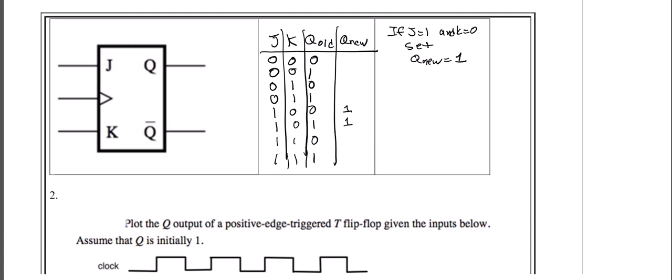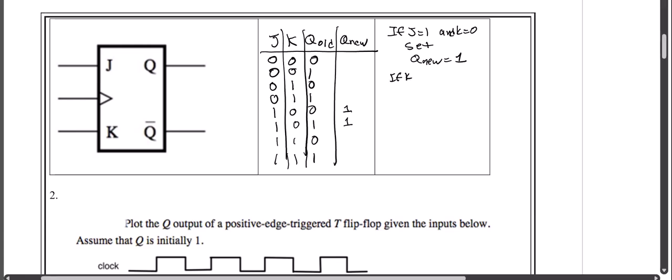Okay, and now if K is 1 and J is equal to 0, that's a reset. And so the reset means Q new will equal 0. So if K is 1 and J is 0, and again, notice in that case it does not matter what the old value was.